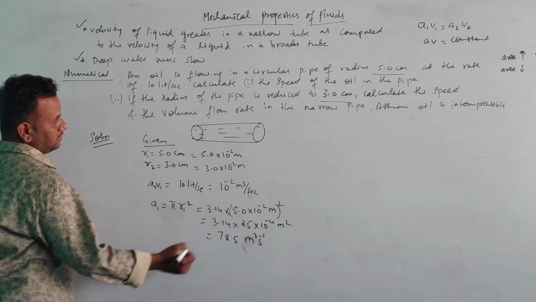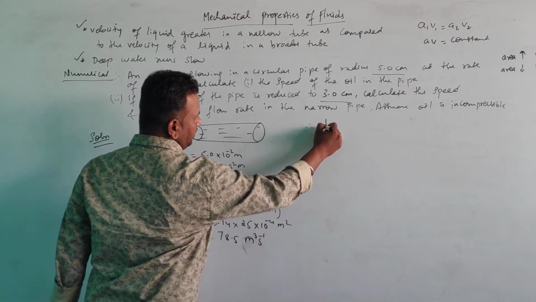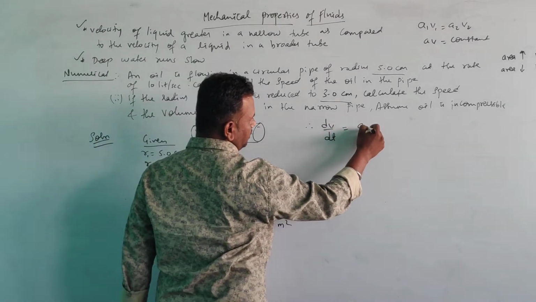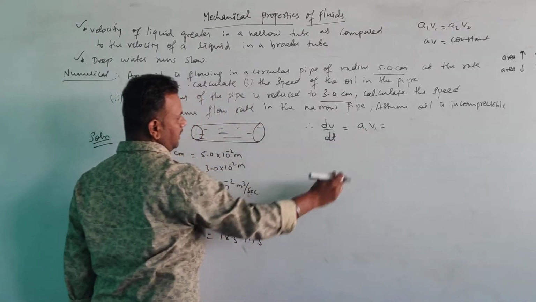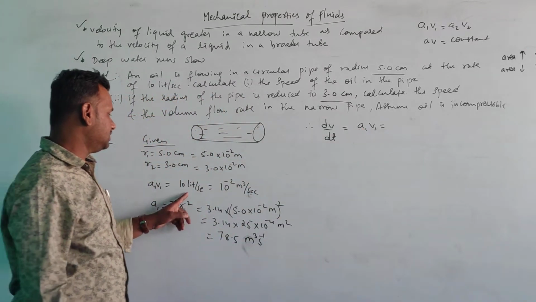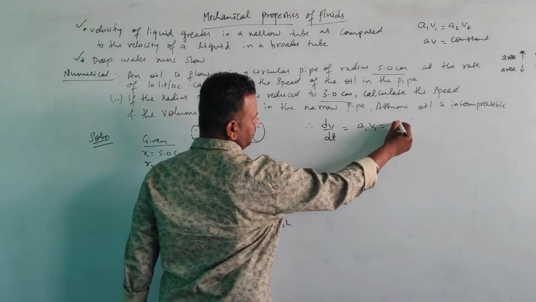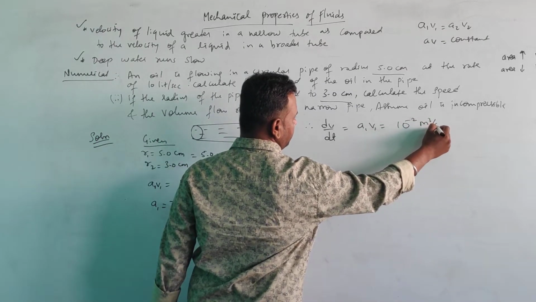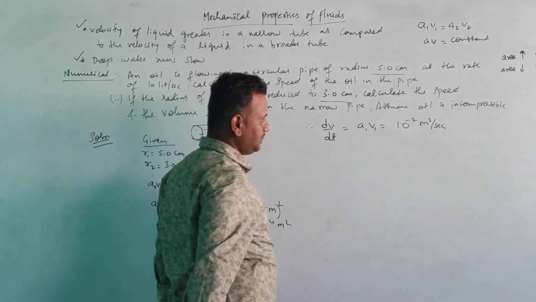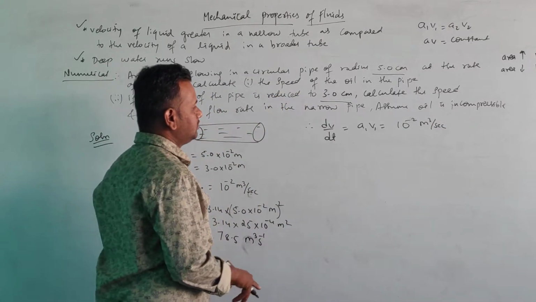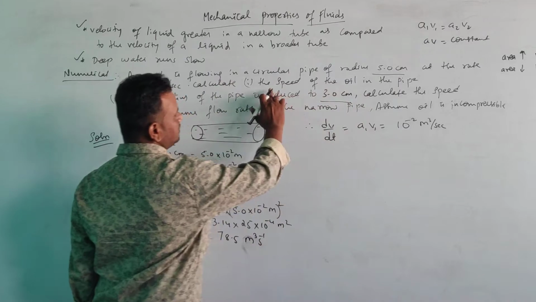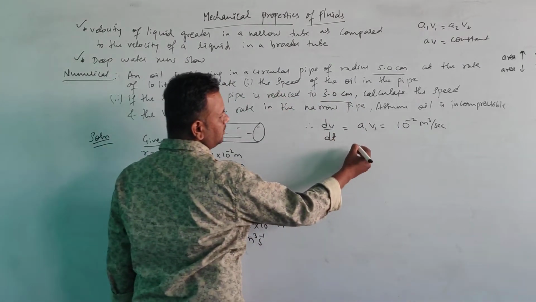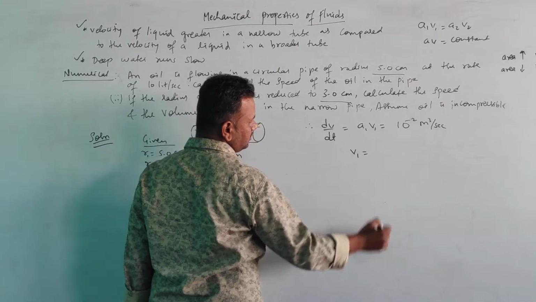So therefore, dV by dt is equal to A1 V1. That A1 V1 means the rate of flow, and it is 10 to the power of minus 2 cubic meter per second here. So what we have to calculate? The speed of the oil in the pipe in the first radius, that is, we have to calculate V1.